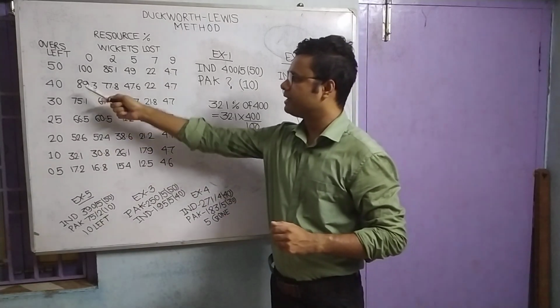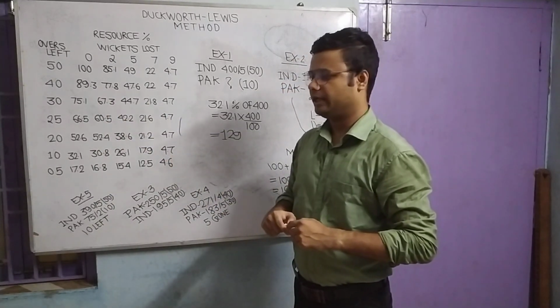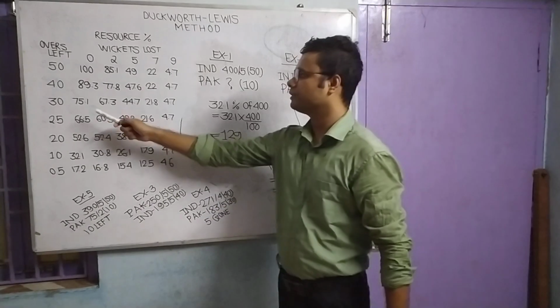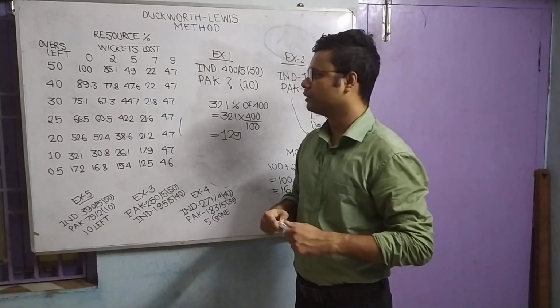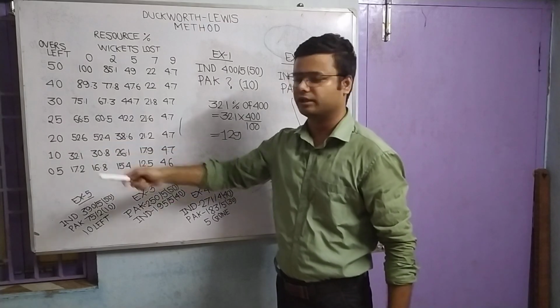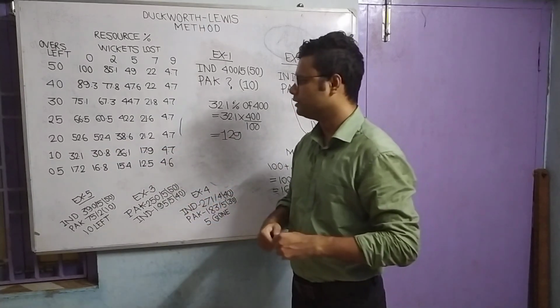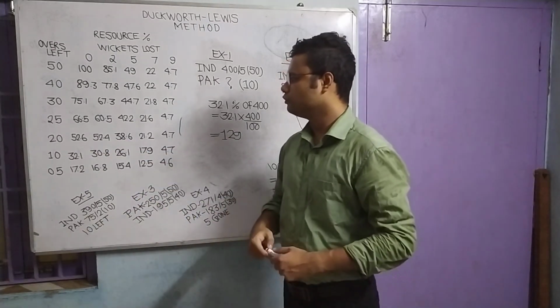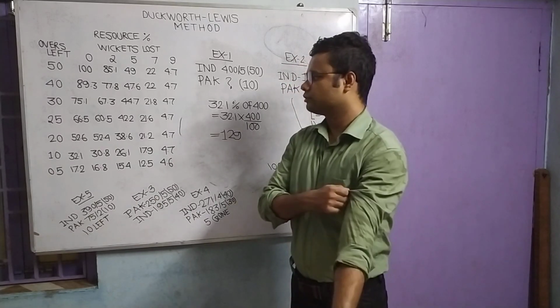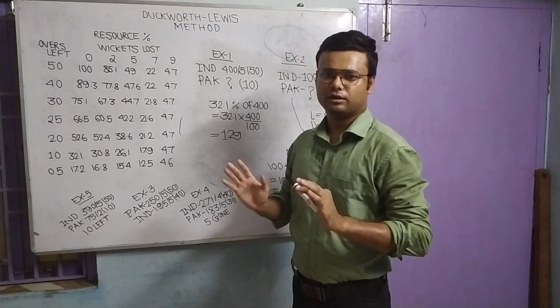In a 40 over game, maximum resource percentage is 89.3. In a 30 over game, that is 75.1. In a 20 over or T20 international or T20 league game as well, it is 52.6. So this is how the chart works.